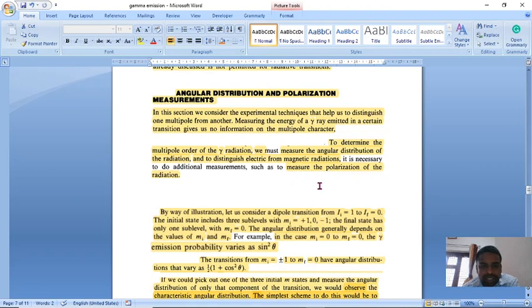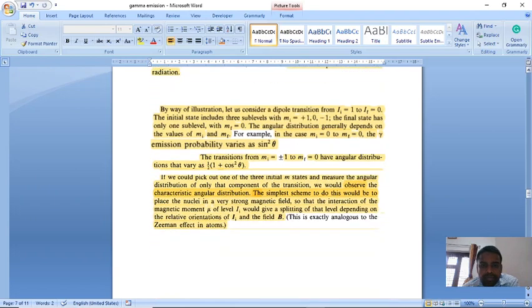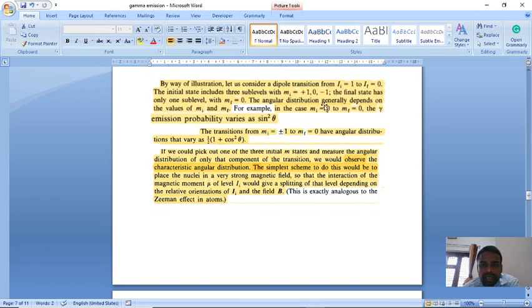By way of illustration, let us consider a dipole transition from Ii equal to 1 to If equal to 0. The initial state includes three sublevels with Mi equal to plus 1, 0, minus 1. The final state has only one sublevel with Mf equal to 0.